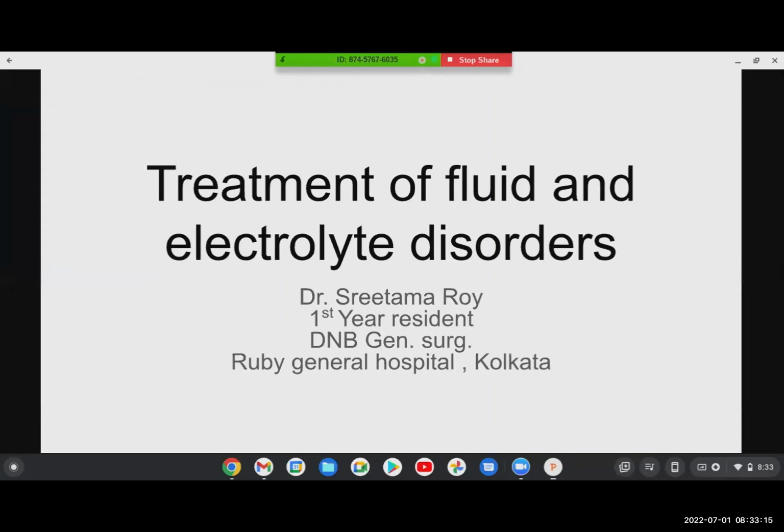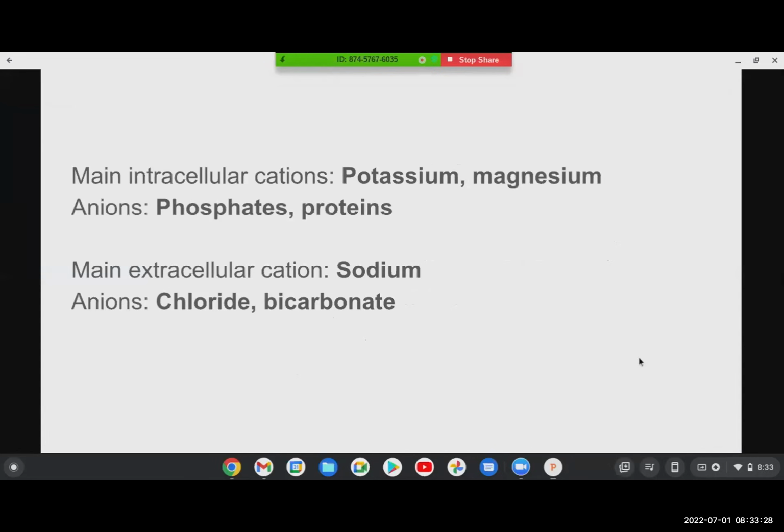Okay. Good morning, everyone. I'm Dr. Sritamara, and I will be presenting a short topic on the treatment of fluid and electrolyte disorders. I'll first summarize the different cations and anions that we put careful attention on while maintaining fluids in our body. The main intracellular cations are potassium and magnesium. The main intracellular anions are phosphates and proteins. The main extracellular cation is sodium, and the anions are chloride and bicarbonate.